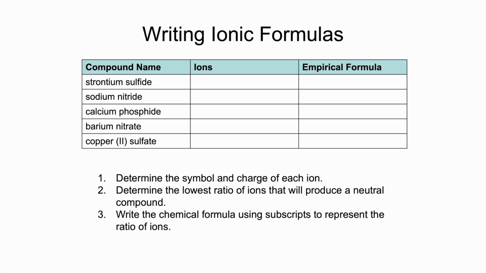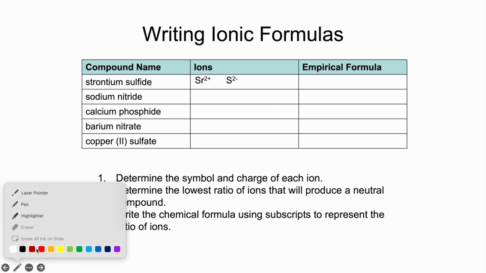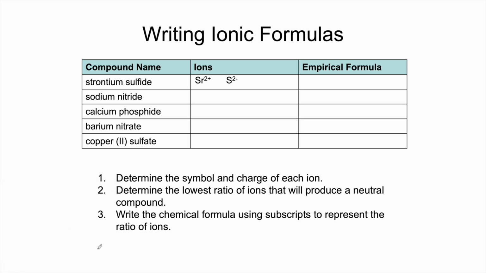So first up, strontium sulfide. Strontium forms a +2 ion, sulfide forms a -2. Well, +2 and -2 add up to 0 all by themselves. So that means this is going to be a 1-to-1 ratio of strontium to sulfide. So for the formula, we just write SrS.